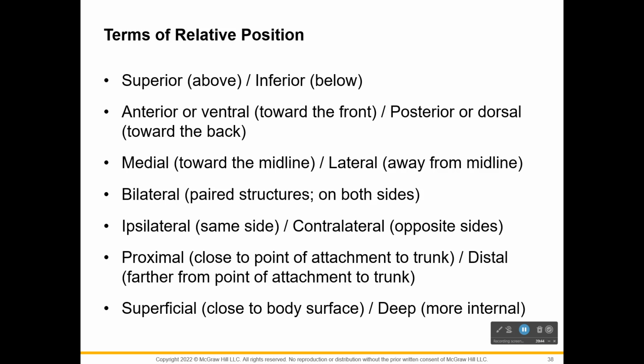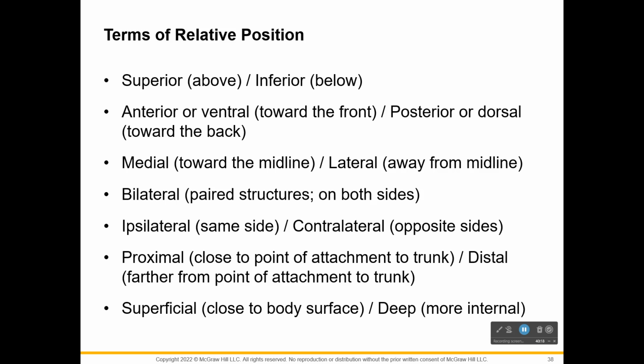Medial, well, you've heard of the median, like in the middle of the road. So that's the midline. So if your vertebra is medial to the body, it's towards the midline. Lateral would be away from the midline or toward the side. Bilateral, the prefix bi means two, so this is two things, paired structures, and they're lateral, they're on both sides, whereas ipsilateral means the same side and contralateral means opposite sides.